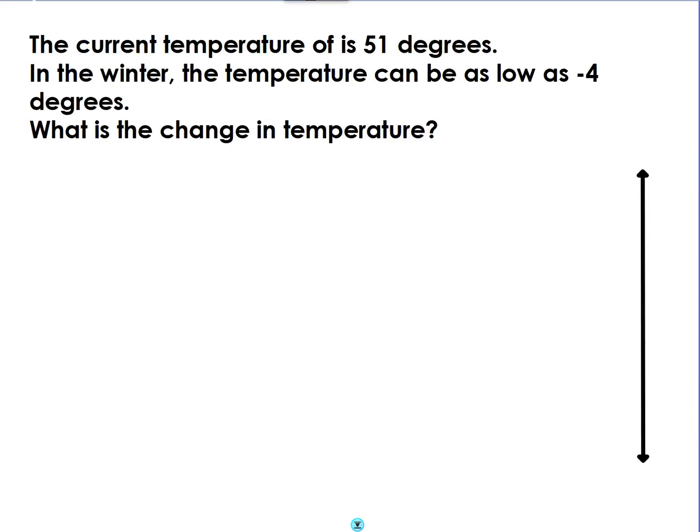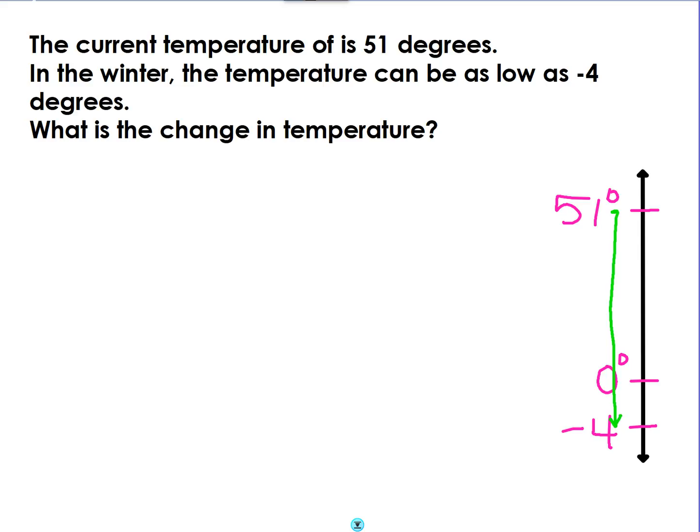The current temperature is 51 degrees Fahrenheit. In the winter, the temperature can be as low as -4 degrees. So I'm going into my negative, so I'm going to put my 0 degrees here, and then here's my -4. Okay? What is the change in temperature? So the change in temperature would go from 51 all the way down to -4.